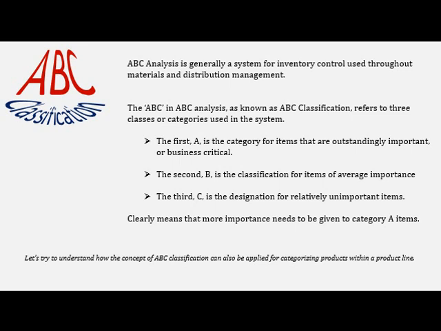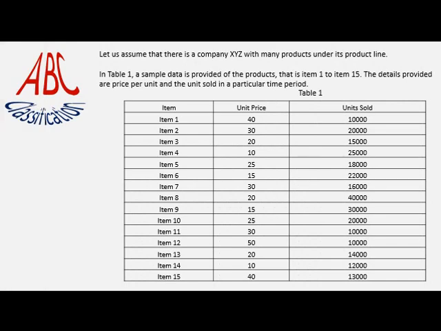Let's try to understand how the concept of ABC classification can also be applied for categorizing products within a product line. Let us assume that there is a company Ziz with many products under its product line. In Table 1, sample data is provided with details about products named Item 1 to Item 15. The other details provided are the price per unit of the item and the units sold in a particular period for each item. With this data available, we would like to categorize the items into ABC classification so that we can have a better understanding about the importance of products.